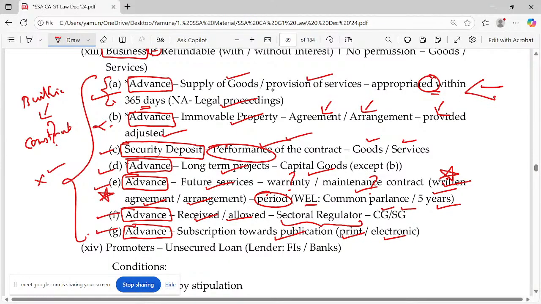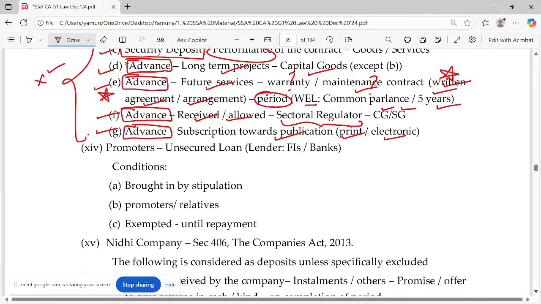The first point: advance with respect to what? Received with respect to supply of goods or provision of services, appropriated within 365 days: not a deposit. Appropriated not within 365 days: it's considered as deposit. But you have to check whether there is any legal proceeding going on. Okay, let me continue and finish off these other headings.